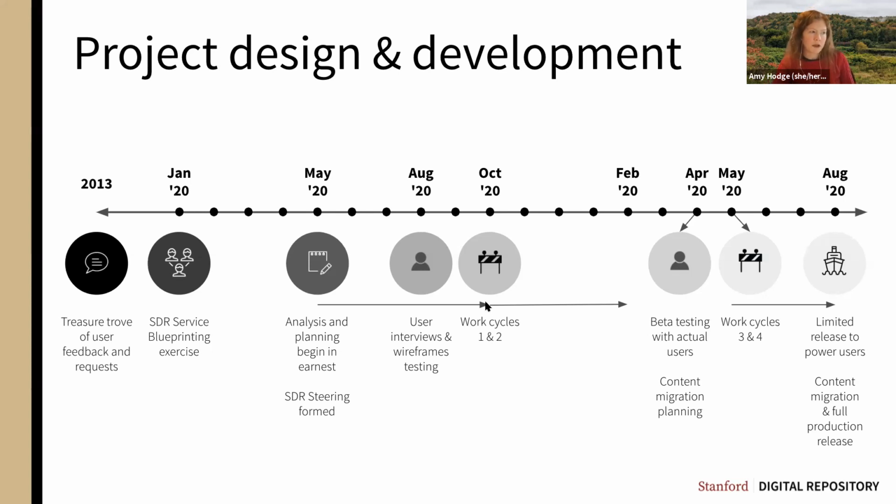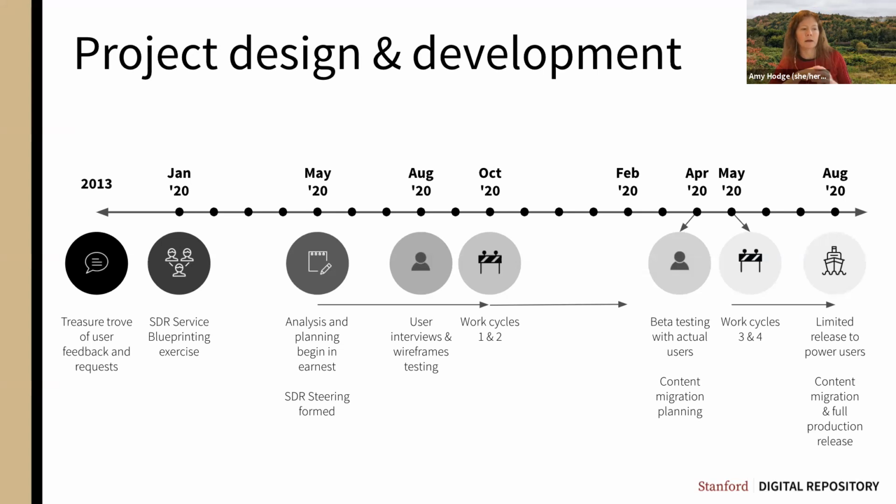We did 2 work cycles back to back that ran into February. At that time, the team took a break from this project to work on a different project. I can't even remember what that was, but they went to work on something else. And during that time, Hannah and I ran beta testing with actual users on the stage and development environment for what we had, and we fed that information back into the process as well about what was and wasn't working.